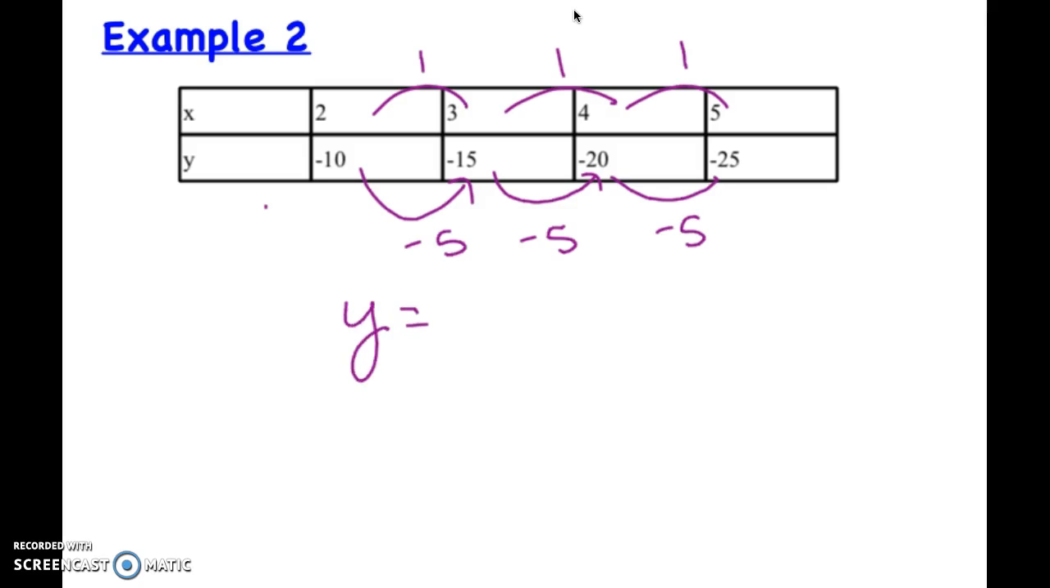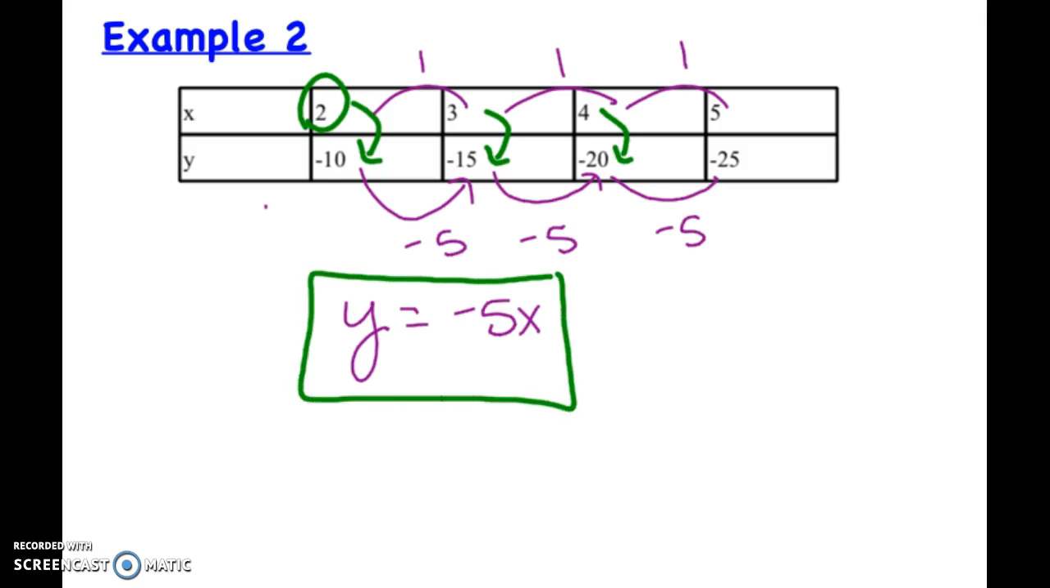So I'll start my equation with y equals negative 5x. If I check it, say I use this ordered pair with 2, negative 5 times 2 is negative 10 already, so I don't have to add or subtract anything. In fact, if I try that each time, negative 5 times 3 is negative 15, negative 5 times 4 is negative 20. It works every time. So y equals negative 5x, that's my final equation. I don't have to add or subtract anything.